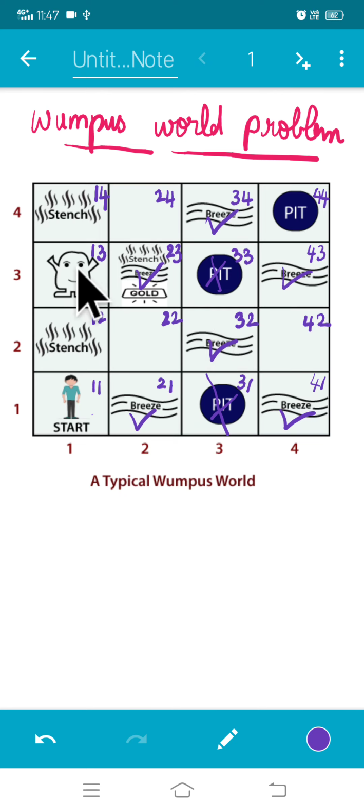And wherever the Wumpus is present, its adjacent squares will have a stench smell. Stench here represents some bad smell. So that is what is given here. When the Wumpus is present in a particular grid, its adjacent squares will have stench smell. These are the general things about the Wumpus problem.